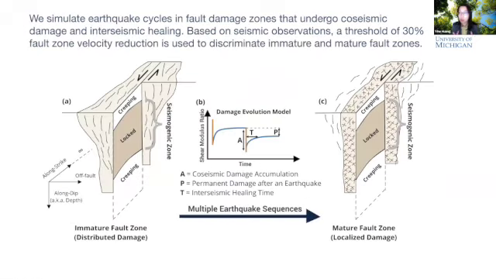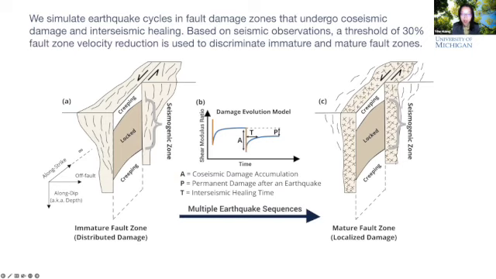Here we are trying to simulate this co-seismic damage and interseismic healing under an elastic approximation. We allow the shear modulus of the near-fault structure, or the fault damage zone, to be reduced by several percent after the earthquake. Then the shear modulus can increase over time during the post-seismic and interseismic period. For some simulations, we also have a permanent shear modulus reduction, which corresponds to permanent damage after the earthquake.